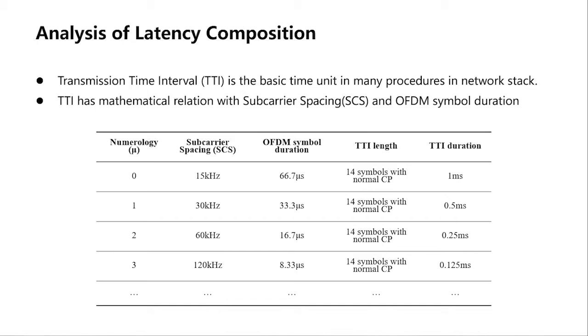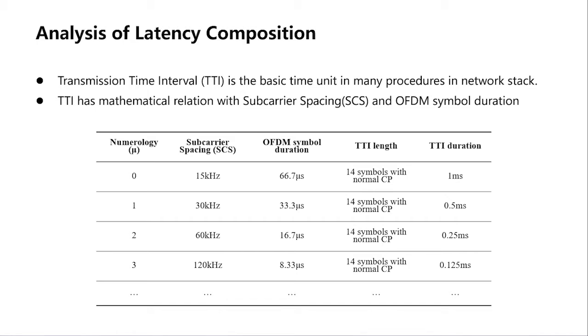So numerologies represent different configurations of subcarrier spacing, the SCS. According to the theory of OFDM, the OFDM symbol duration needs to be inversely proportional to the SCS to maintain the orthogonality of adjacent subcarriers. This gives a possibility to shorten the duration of TTI. The baseline configuration of 5G SCS is 15 kHz and can be scaled with a factor of 2 to the power of mu, where mu can range from 0 to 5.